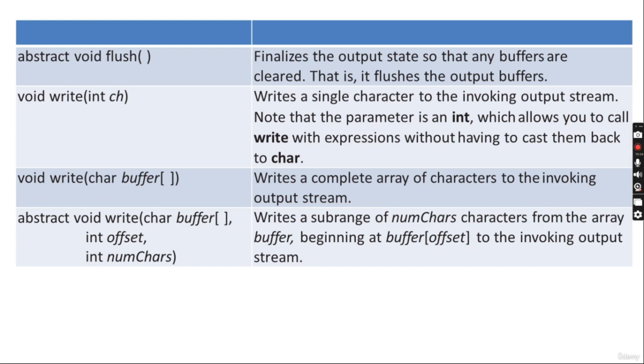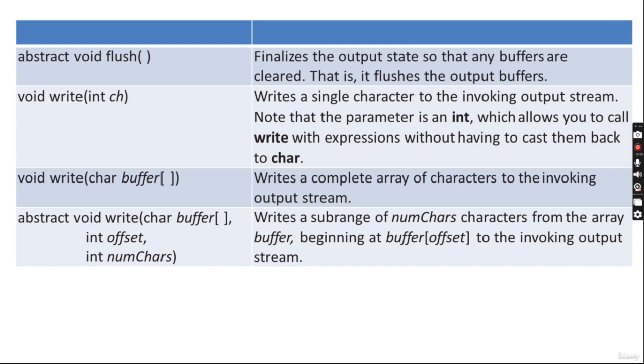Abstract void write(char[] buffer, int offset, int numChars) writes a subrange of numChars characters from the array buffer, beginning at buffer[offset], to the invoking output stream. So what it will do is write a subrange of numChars characters from the array buffer, beginning at the offset.